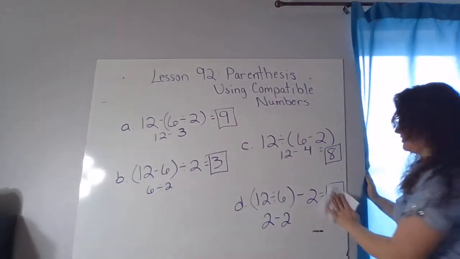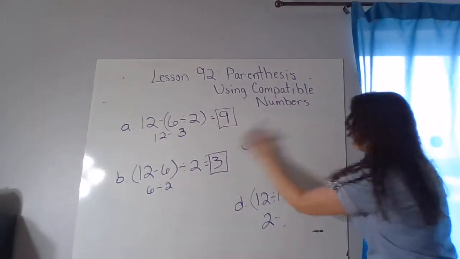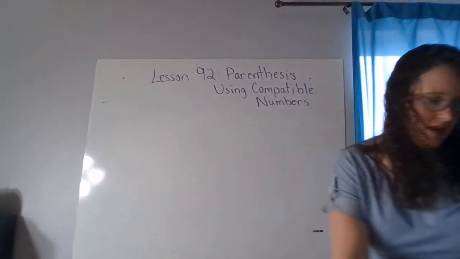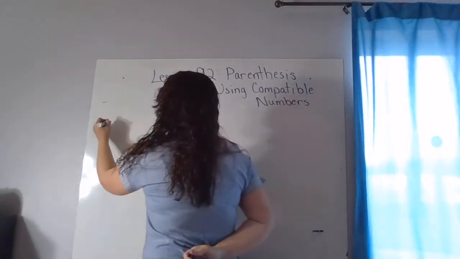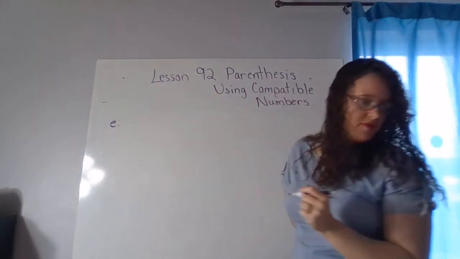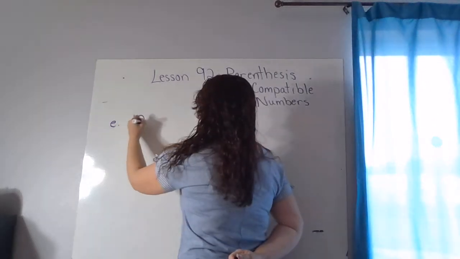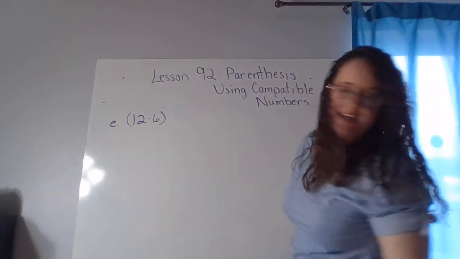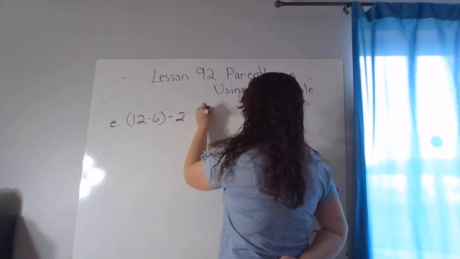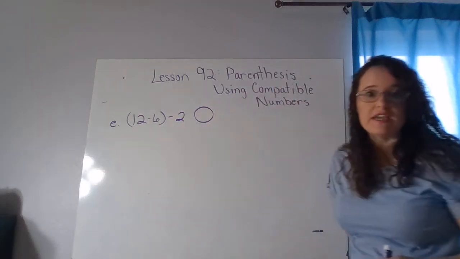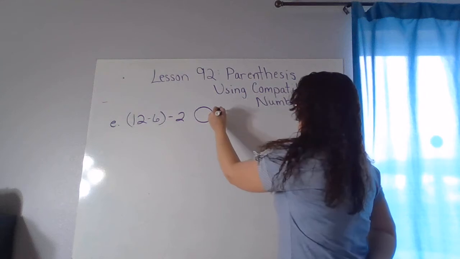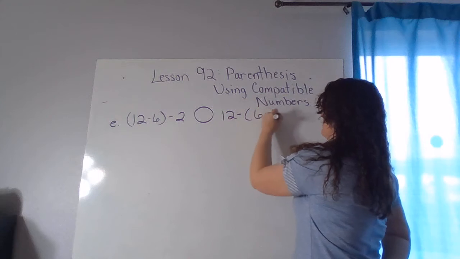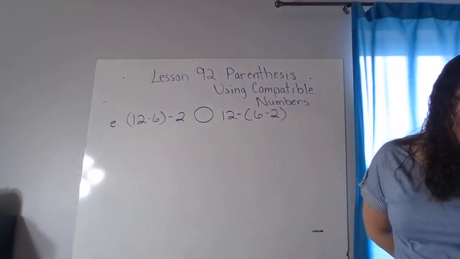I'm going to erase these and put the next couple up. All right, problem E wants you to compare. So you are going to compare 12 minus 6 in parentheses minus 2. So we'll put a greater than, less than, or equal to symbol there. And that's going to be compared to 12 minus 6 minus 2 on this side for E.